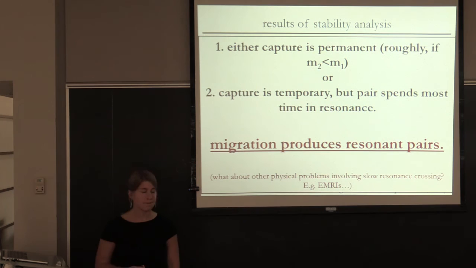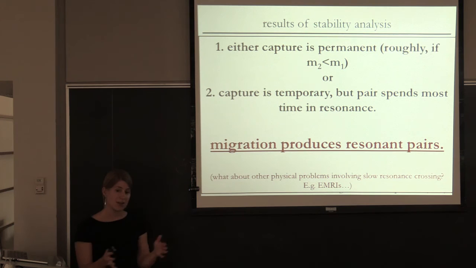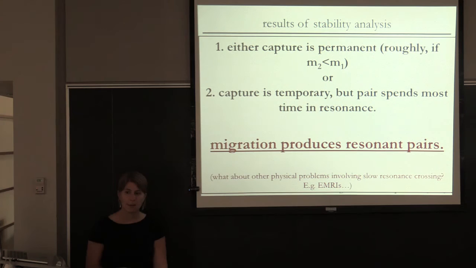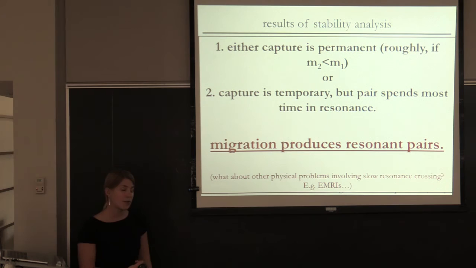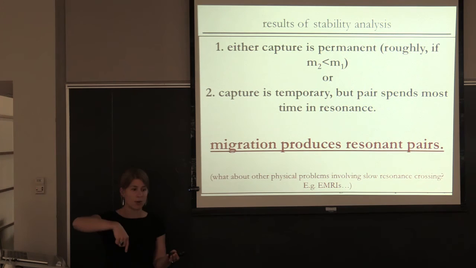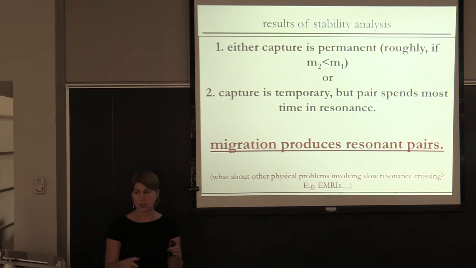But yeah, just as an aside, this idea of slow resonance crossings. In this case it was two planets evolving slowly and crossing mean motion resonances. But this basic formalism is almost the same as what you'd need to understand other physical problems with slow resonance crossing. For example, a star inspiraling towards a very massive black hole: its orbital period is changing, so it can cross resonances with the precession frequency or the nodal frequency, and possibly get captured into resonance in that case as well.